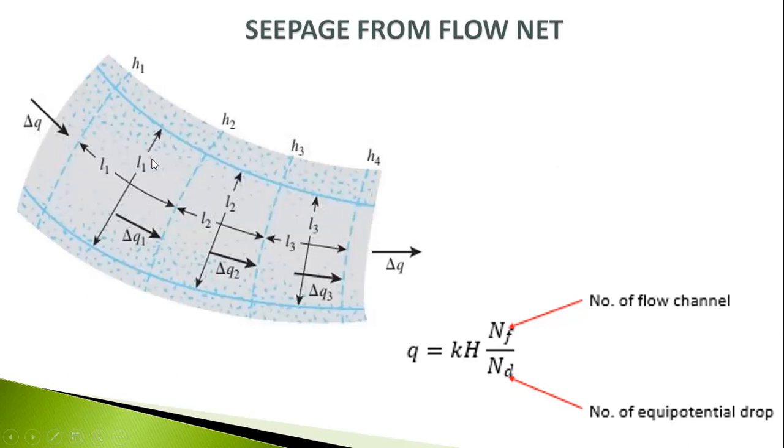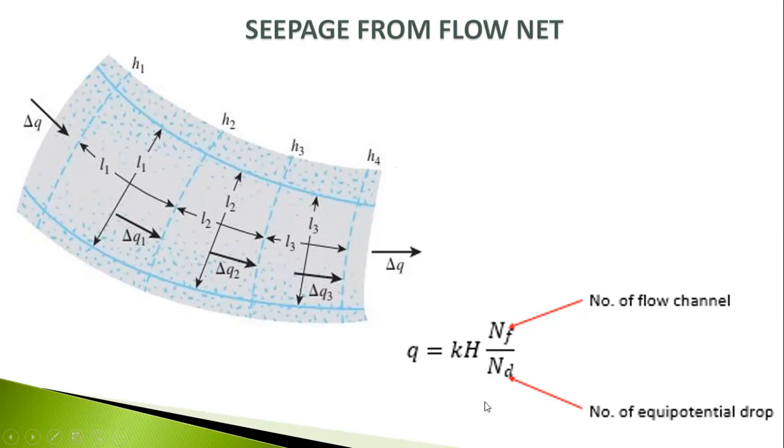So here is the total depth L1, in this portion L2, in this portion L3. So the total net amount of water will percolate. This region is del Q1, del Q2, del Q3, and this is the total del Q. This is the height H1, H2, H3, and H4. So we have basically found this flow net.